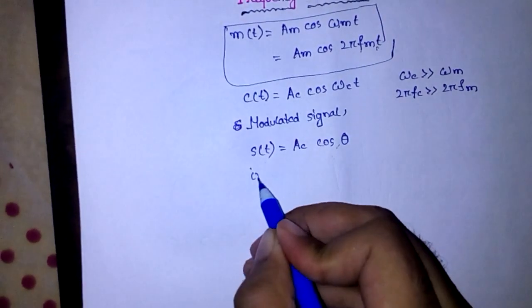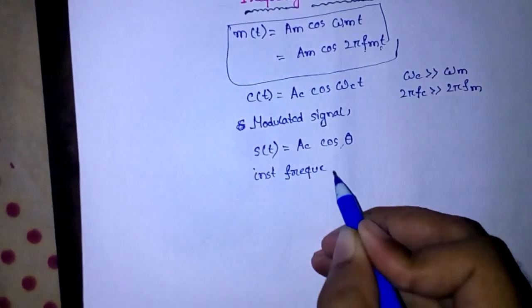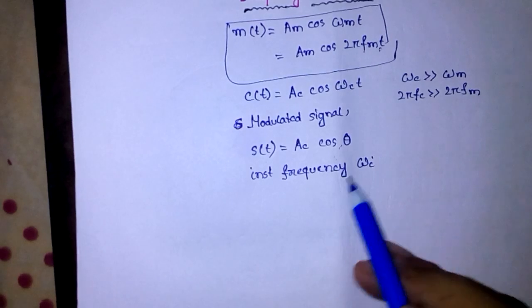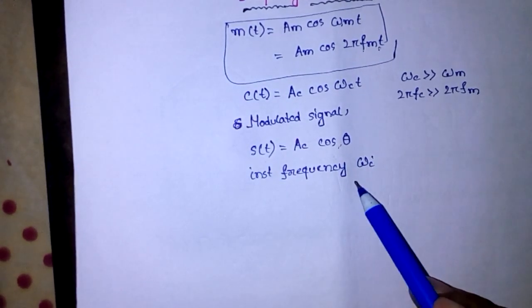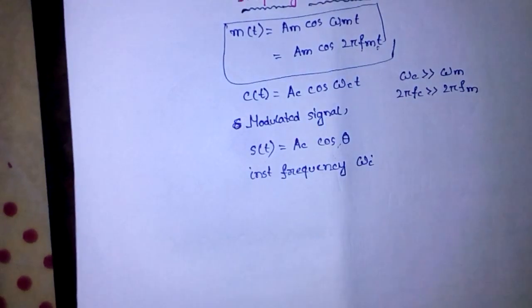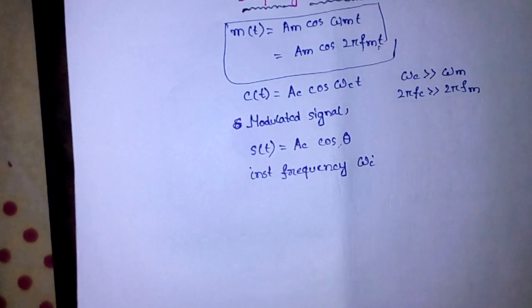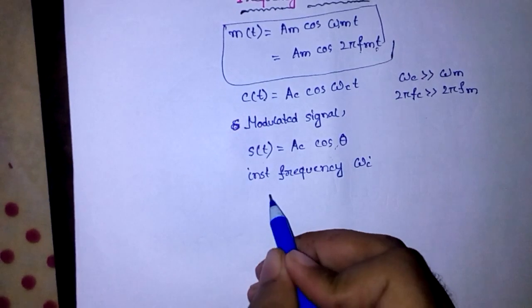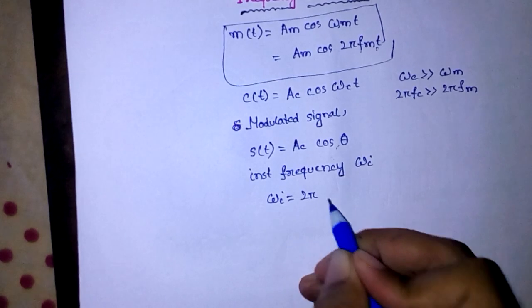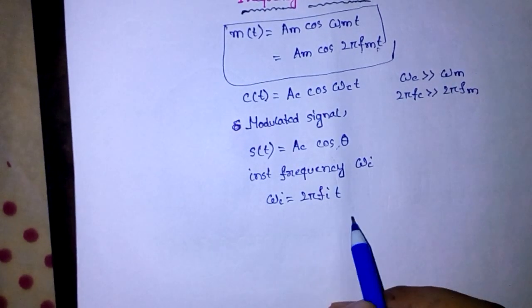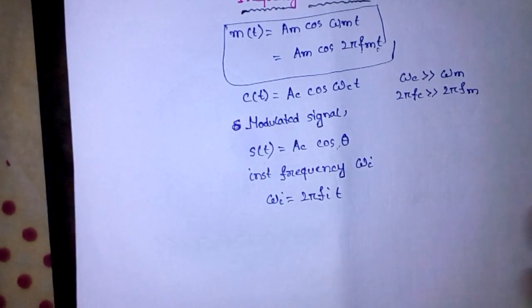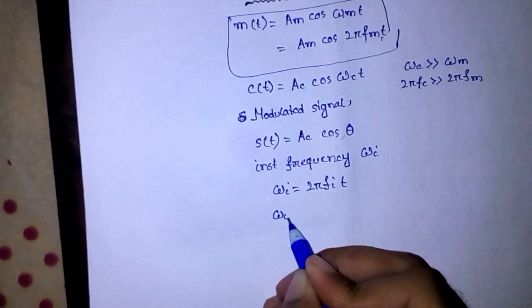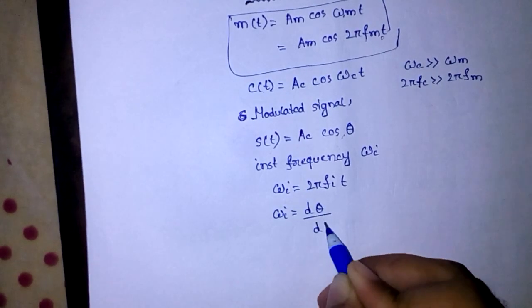Now let's say that the instantaneous frequency of the modulated signal is omega i. Why am I saying instantaneous frequency, why not frequency? Because in frequency modulation, the frequency will be changed according to the message signal. That's why it is a varying quantity. For a varying quantity we use the term instantaneous, because we will get different values of that term at different instants of time. So what should be the value of omega i? Omega i will be 2 pi fi. Fi is the actual instantaneous frequency, and omega i is the angular instantaneous frequency. Now we can write omega i as d theta by dt.